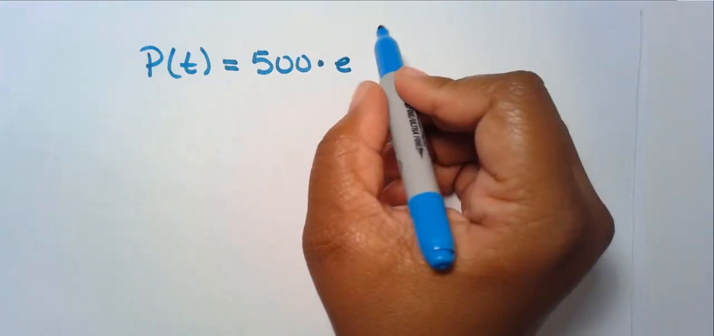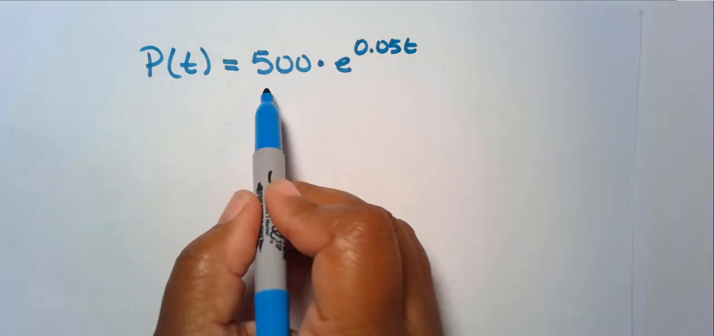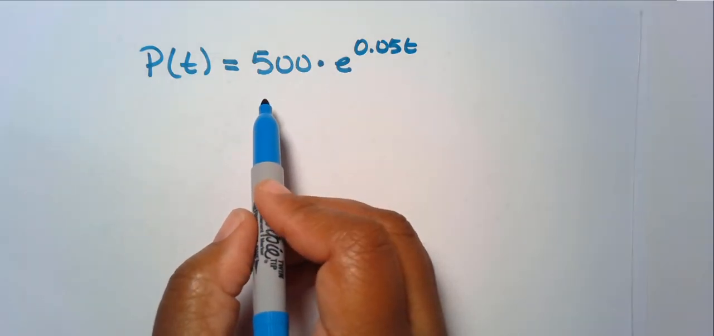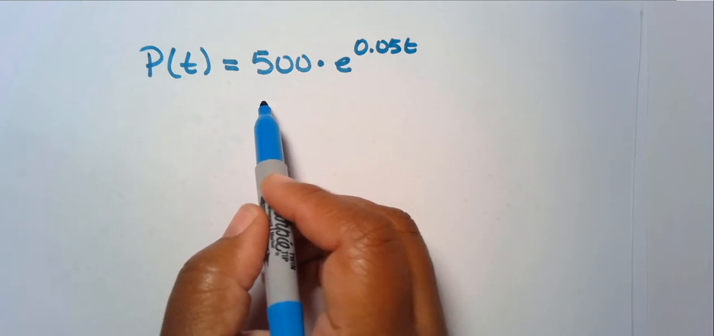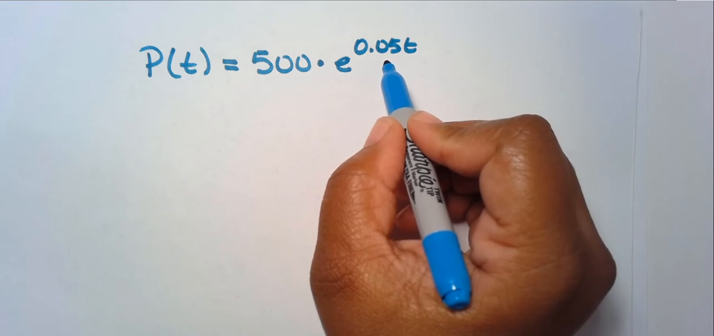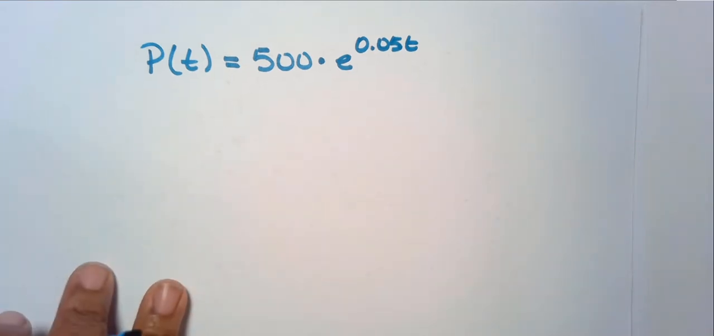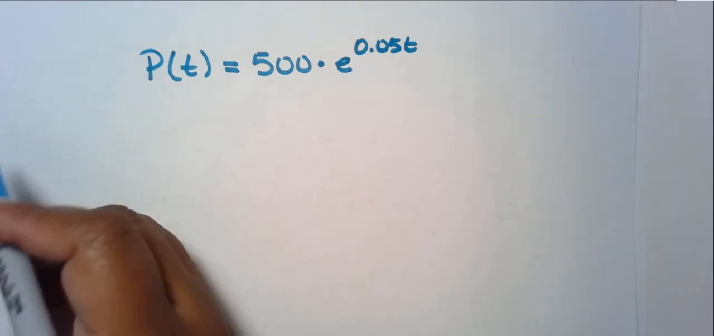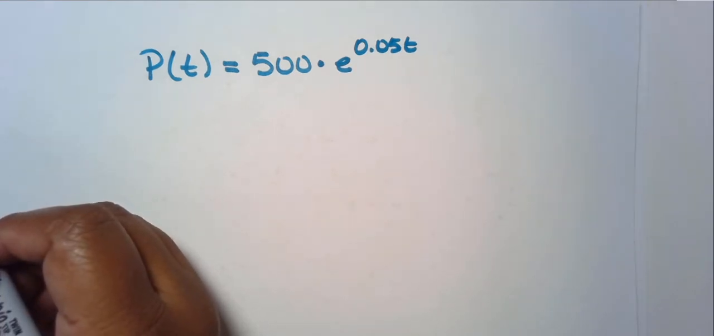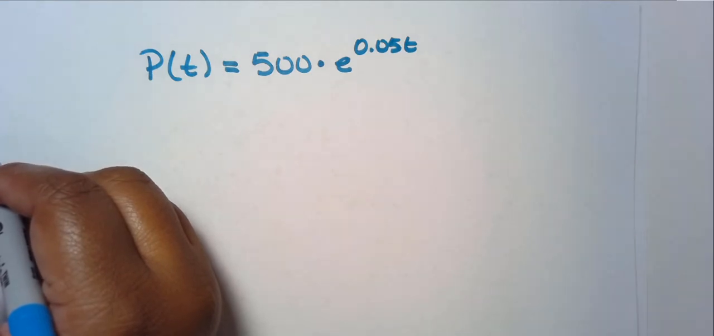Times e to the 0.05 t, and 500 represents the value at the start. 0.05 represents, since this is our k and is greater than 0, the rate of growth. So we have several parts in this particular word problem that you'll be asked certain questions. So let's look at part A. It says determine the number of insects at t equals 0 days.